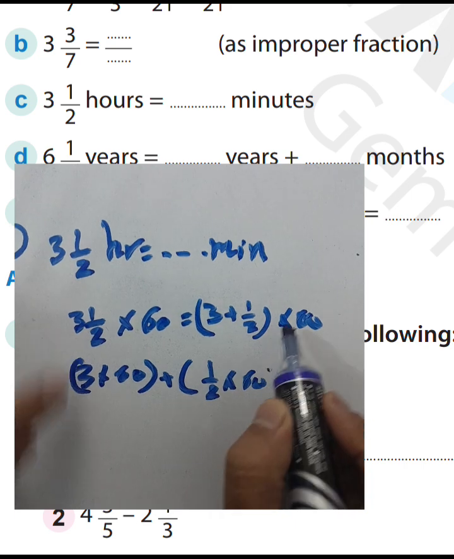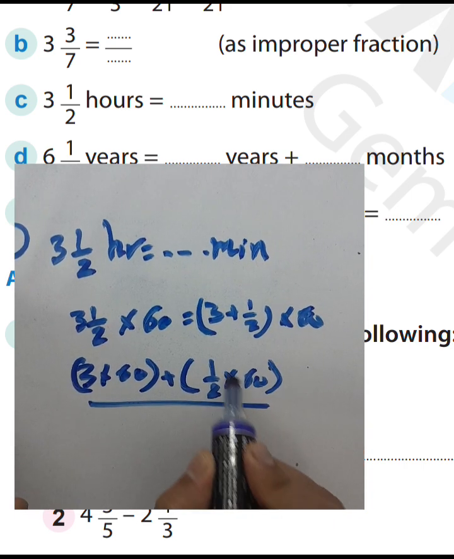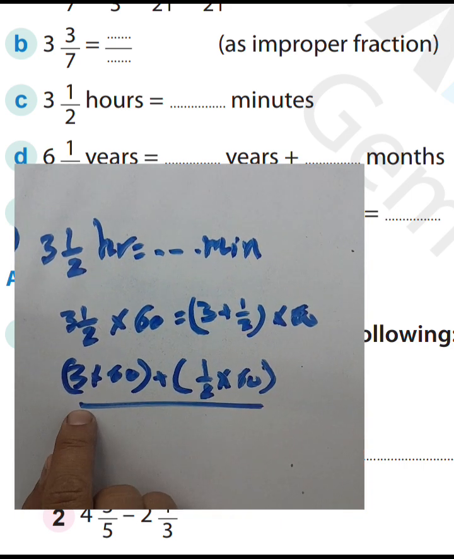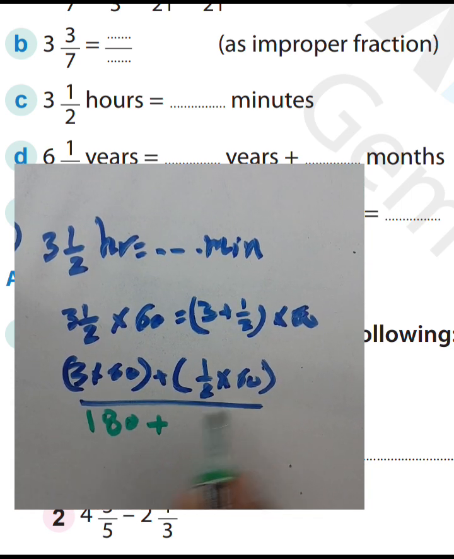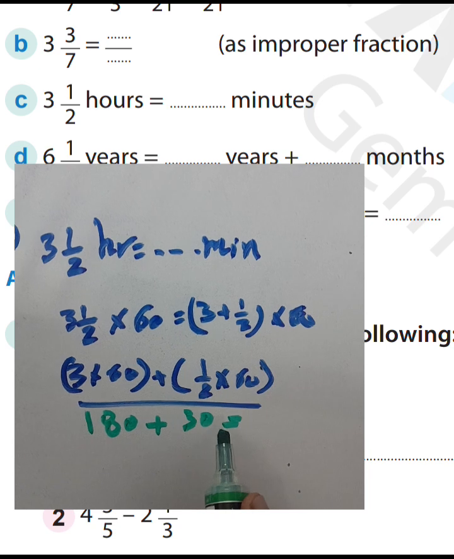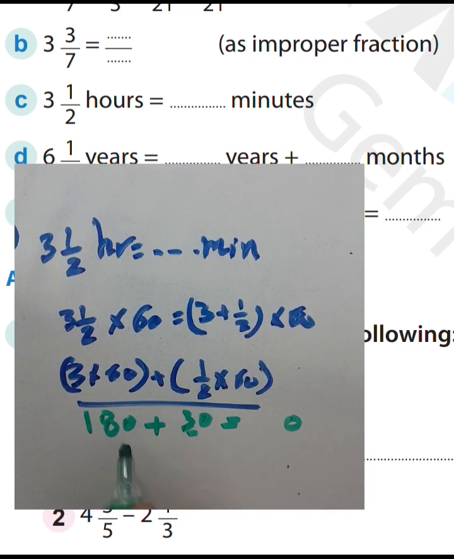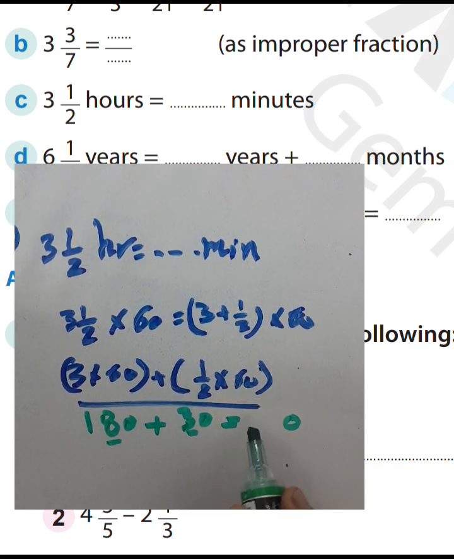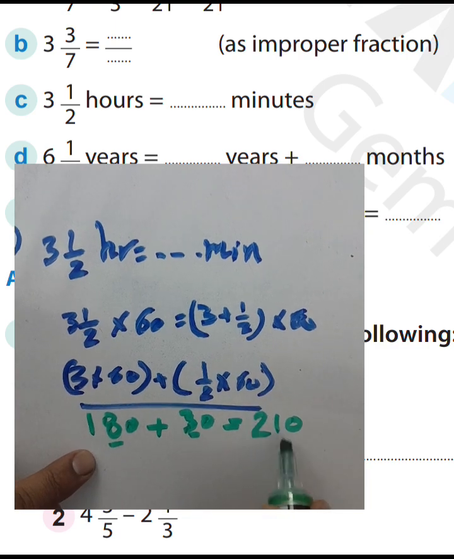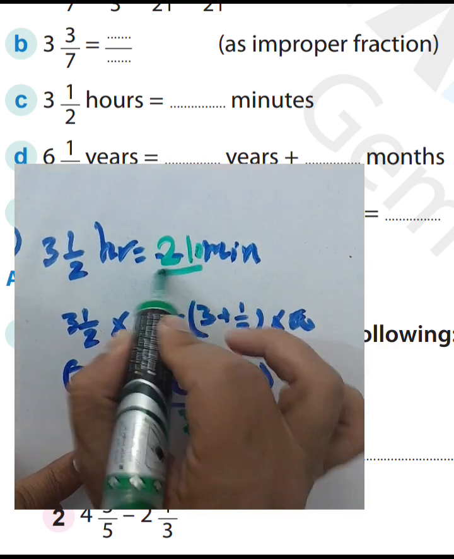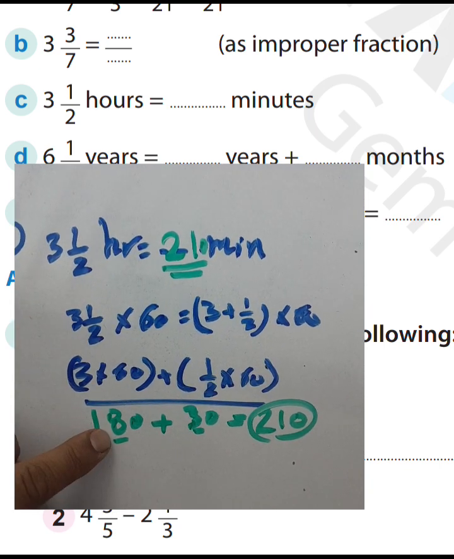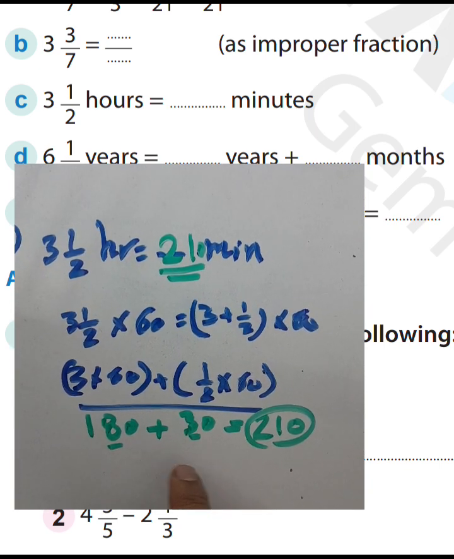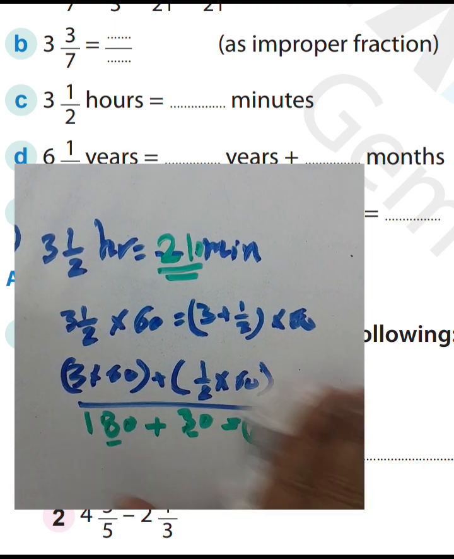And then you can use the distributive property. 3 times 60 equals 180, and half of 60 equals 30. 0 plus 0 equals 0, 3 plus 8 equals 11, write 1 and carry 1, 1 plus 1 equals 2, then the result will be 210 minutes. Or 3 hours equals 180 minutes, and half an hour equals 30 minutes, and the sum of them will be 210.